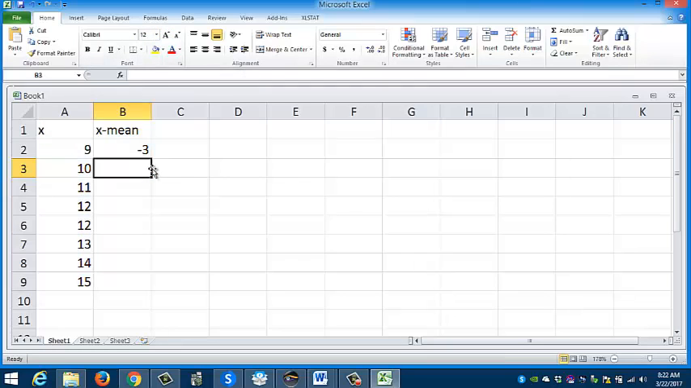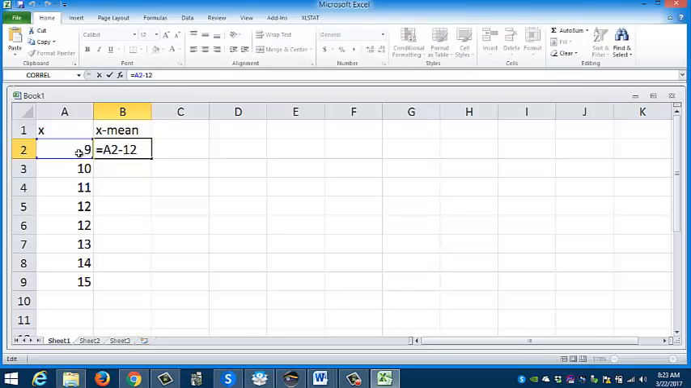Okay, now you can see again. You guys follow? So again, let me show you what it was I did. I was here, and if you want to see what's typed there, I typed in equals. I clicked on A2. You could also type A2 to point to that cell, minus 12.